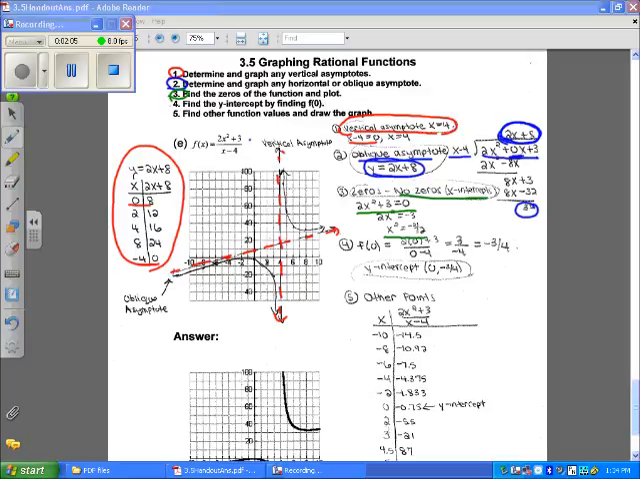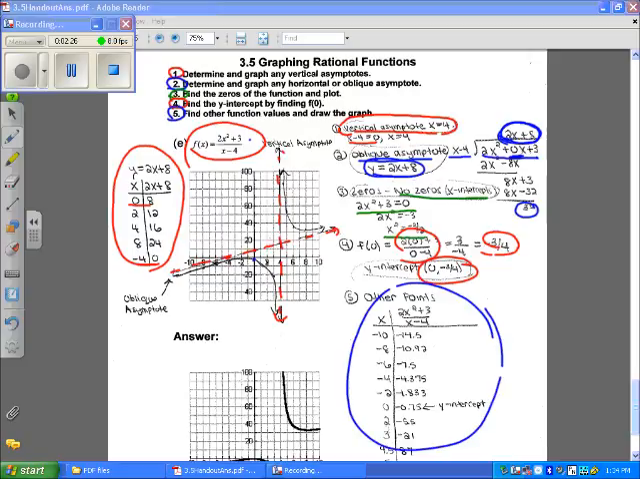Okay, the next step is to find the y-intercept by plugging in 0 for x. So we plugged in 0 for x here, and we got negative 3/4. So here's our y-intercept. I'm going to go ahead and plot that in blue. It's right there. And then finally, step 5, you want to find some other points. You can either find these by hand or you can use your calculator to find them. I'm going to go ahead and plot a couple of these points here just to get an idea.